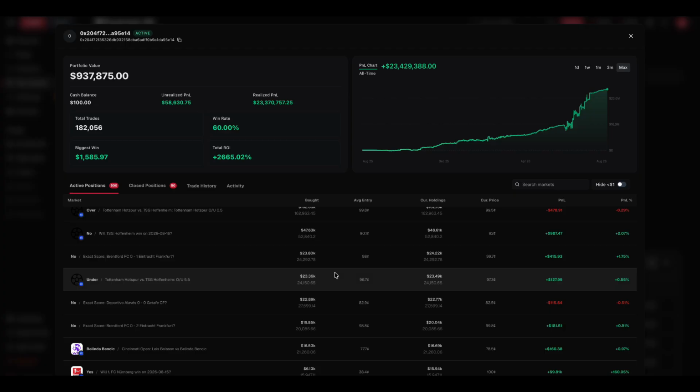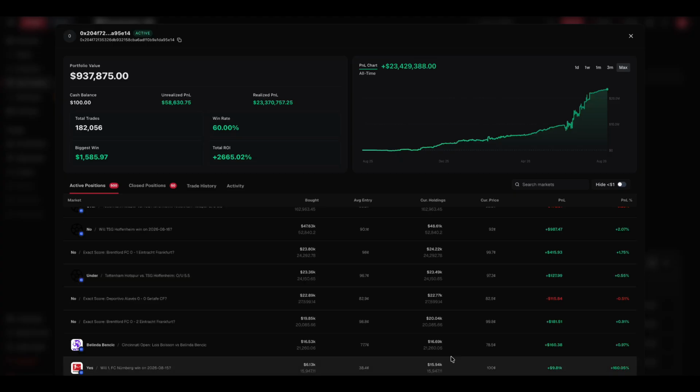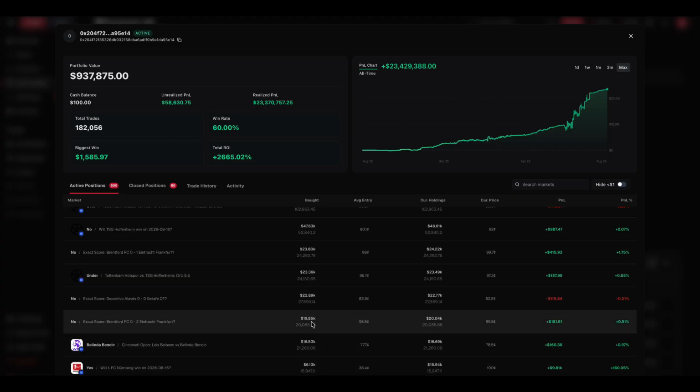So I wanted to take a look at what he's doing, and then I'll show you what I use when I don't want to rely purely on predictions. So let's look at some of these trades.